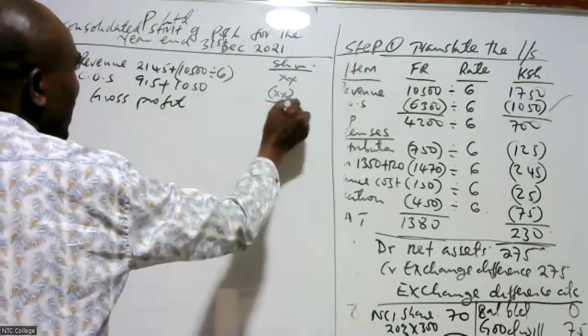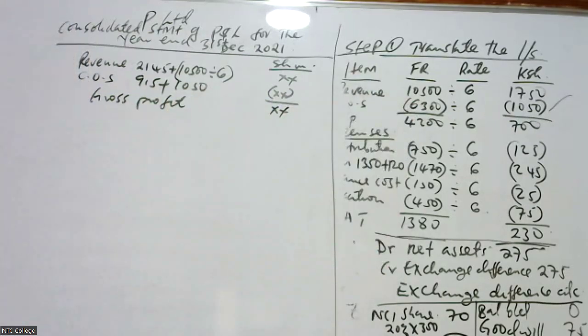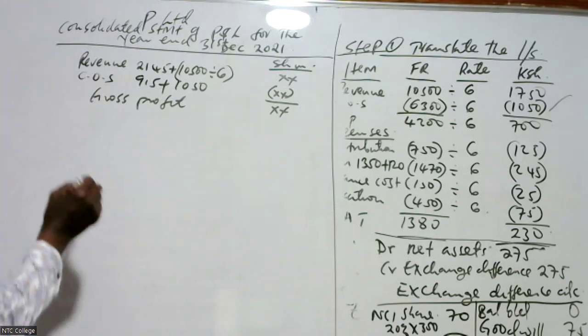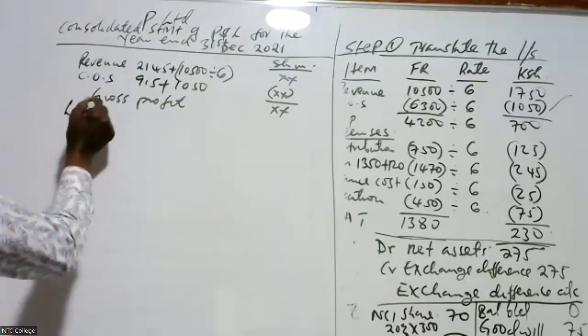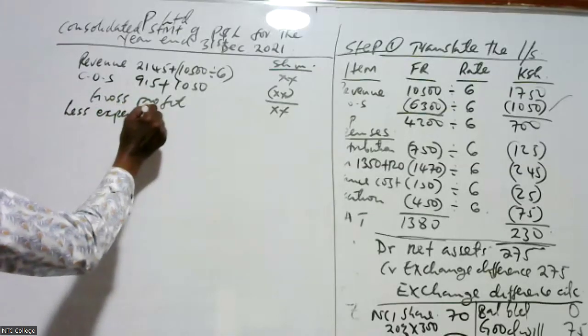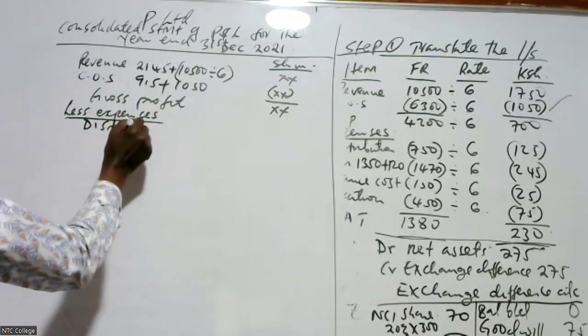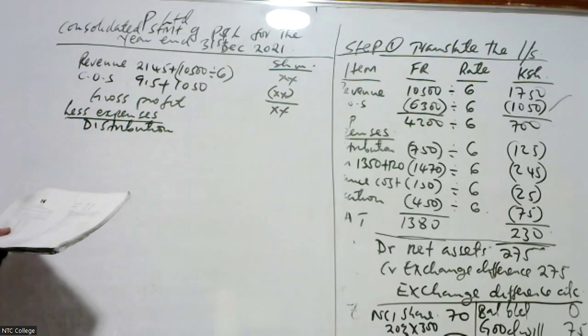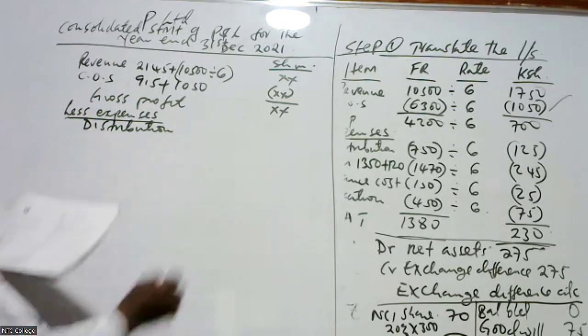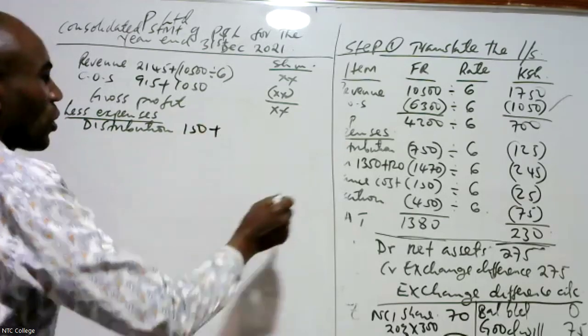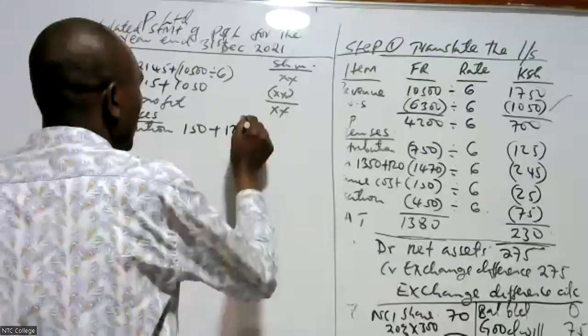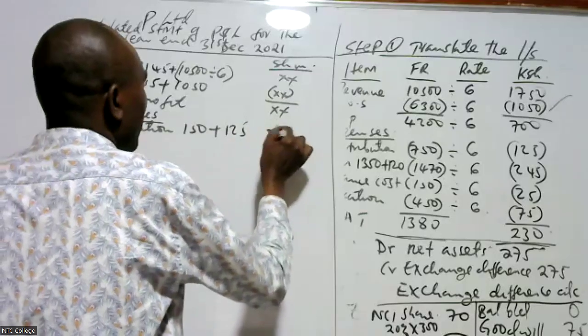Because I already translated, I'm just taking the translated figure there. But if you did not translate, if we showed you that, you just do it in our question. It's also possible. Then I come to less expenses. Distribution cost, which is 150 plus, already we did that, 125. That is 275.